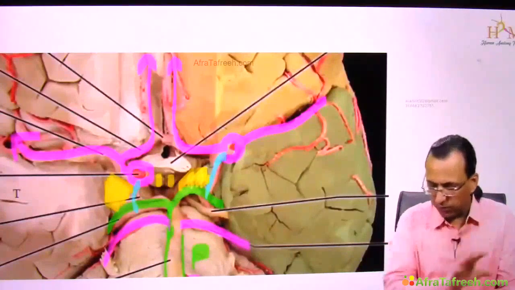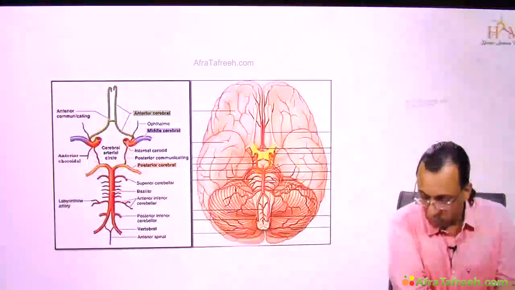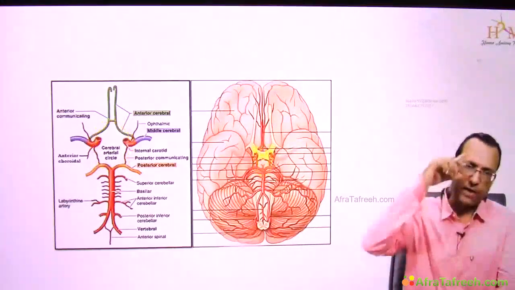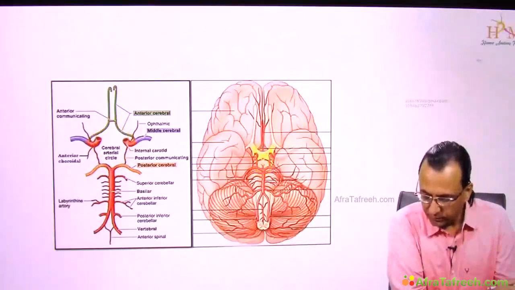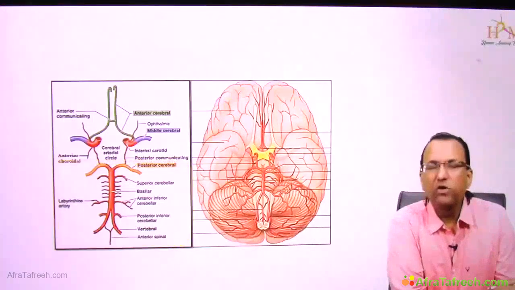So this is what we want to discuss. Now, you want to look at the base of the brain and discuss the circle of Willis in the subarachnoid space and in the interpeduncular fossa. Let us first draw this part of the diagram. But before you draw this part of the diagram, you have to look at the details first, then you draw.